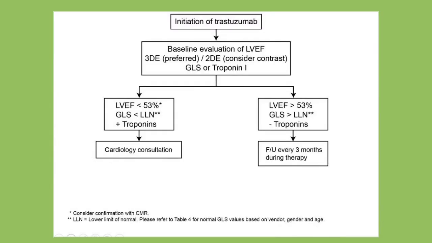So it tells you, all right, you're going to initiate trastuzumab. In this patient, you need to have a baseline evaluation of EF. 3D is the preferred modality, and if you're using 2D, consider contrast if you have more than two segments on apical views with inadequate endocardial border definition. And it tells you at the bottom of this square that you need to have a global longitudinal strain or troponin I as a strategy for early detection. If all of this is normal, then you follow the patient every 3 months. But if any of this is abnormal, then you need a cardiology consultation.